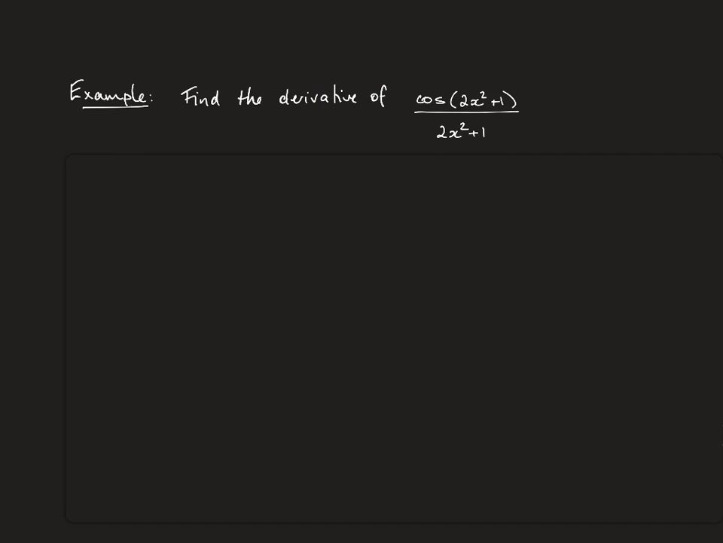So let's do an example. Let's find the derivative of this function here with respect to x. So the first thing we need to do is identify our u and our v. Like I said, the u is always the numerator, the v is always the denominator. In our formula, we need the derivative of both of those. So let's find the derivative of both of those. For our cos of 2x squared plus 1, we need to use the chain rule. So the derivative of cos is negative sine, and the derivative of 2x squared plus 1 is 4x.